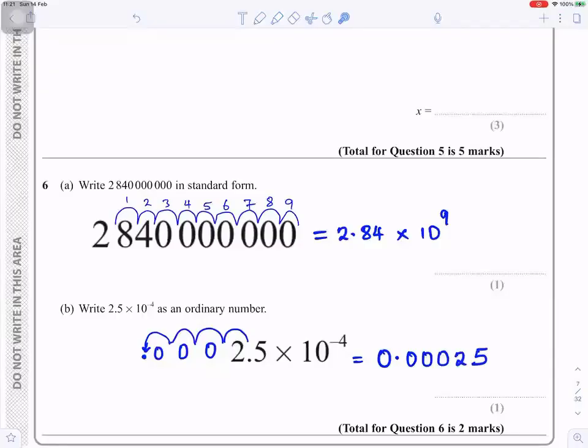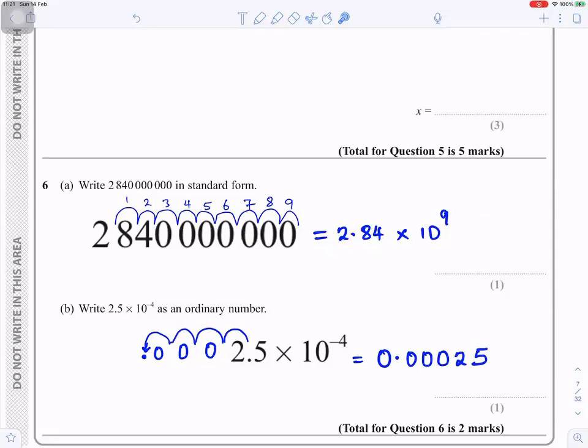Question number 6. Write in standard form. So when you put that number, you can start to count from the end: 1, 2, 3, 4, 5, 6, 7, 8, 9. So we move the decimal place 9 places to the left. So it will be 2.84. The decimal point will be 2.84 times 10 to the power 9 because you moved it 9 places. So that's how you write it in standard form.